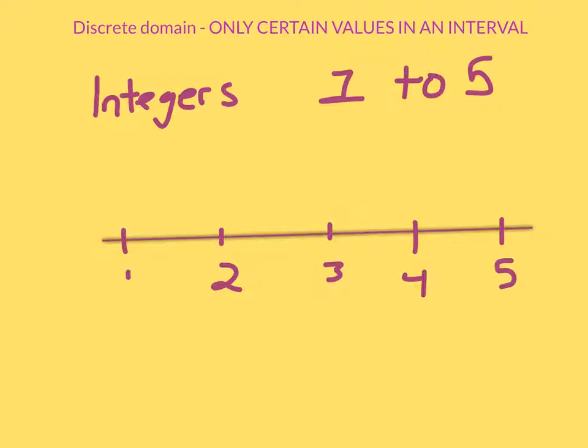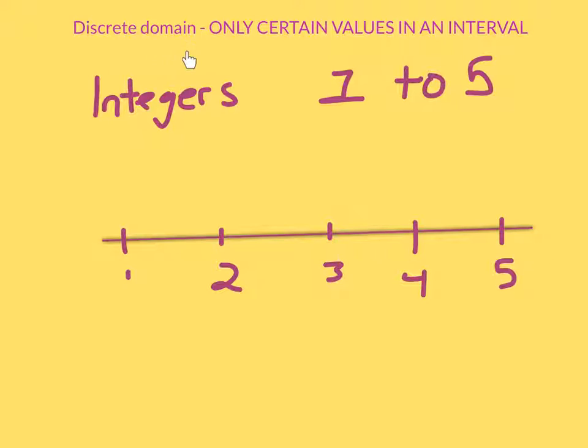The first thing that we're going to be talking about today are discrete domains. Remember from the last lesson, a domain is another word for the input or the x value in an ordered pair. And now we're going to add a little bit more detail to the domains. We're going to have two types of domains, either discrete or continuous. So we're going to start with discrete first.